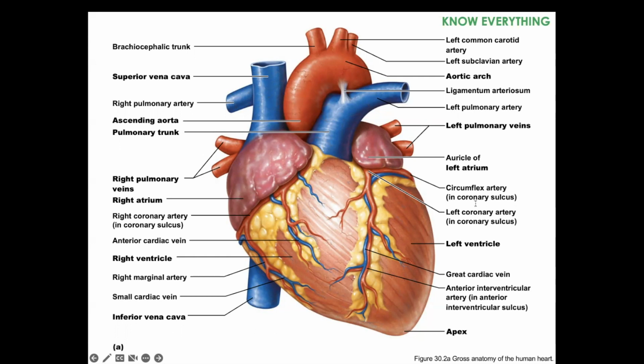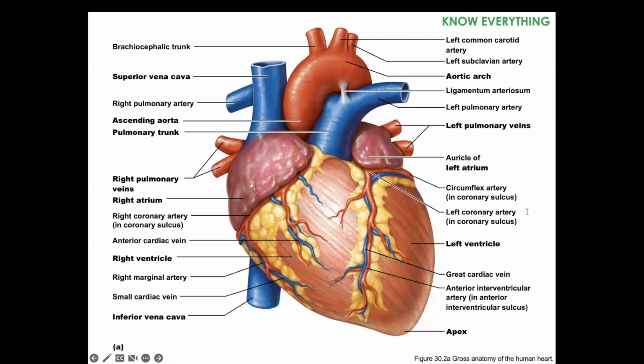So the superior and inferior vena cava are the very large veins that carry deoxygenated blood from the body to the heart, and they both will feed into the right atrium. From the right atrium, blood will be pumped down into the right ventricle. Blood is pumped from the right ventricle up through the pulmonary trunk into the left and right pulmonary arteries, and eventually to the lungs for gas exchange.